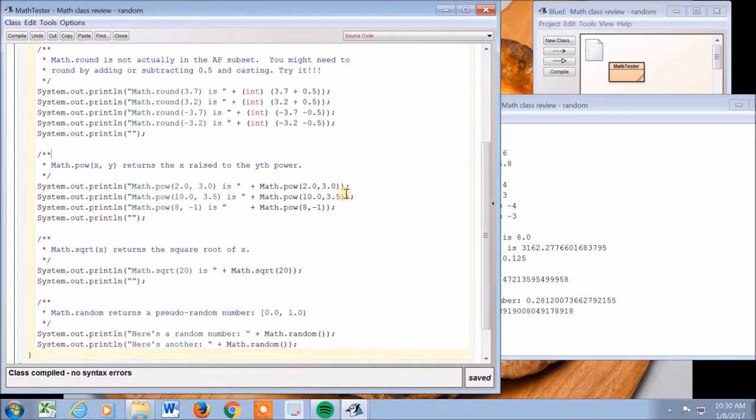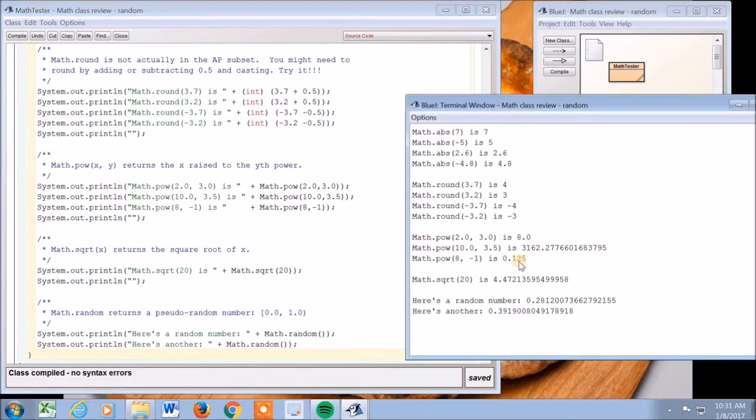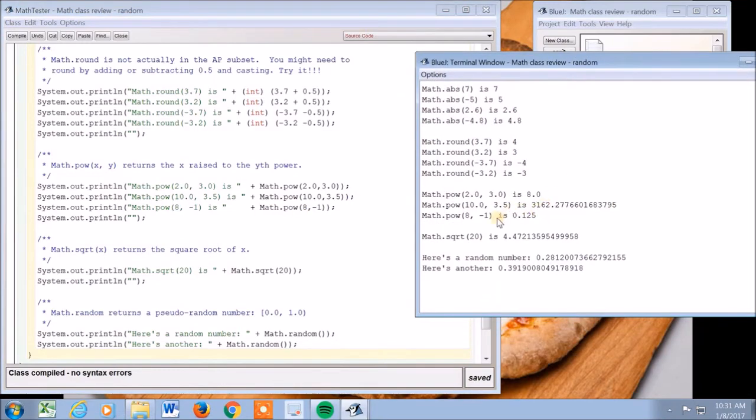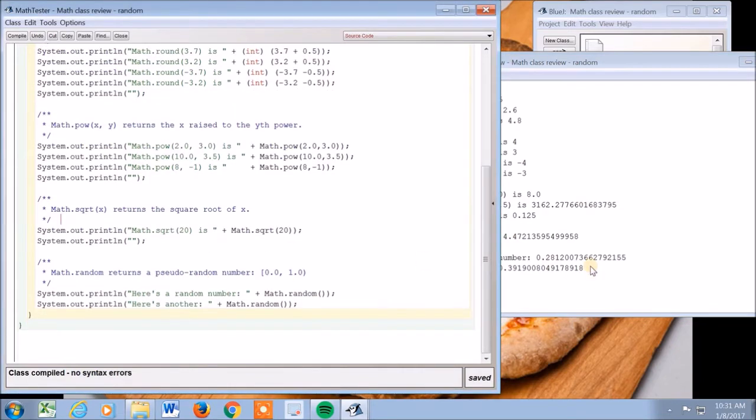Math.pow, of course, this is exponents, pretty obvious. I can pass it doubles. If I pass it integers, it still treats them as doubles. Math.pow always returns a double. And so here, if you look at the results, I always get a double returned. 8 to the -1, of course, is the same thing as saying 1/8. That's why. Square root, I think, is pretty obvious.